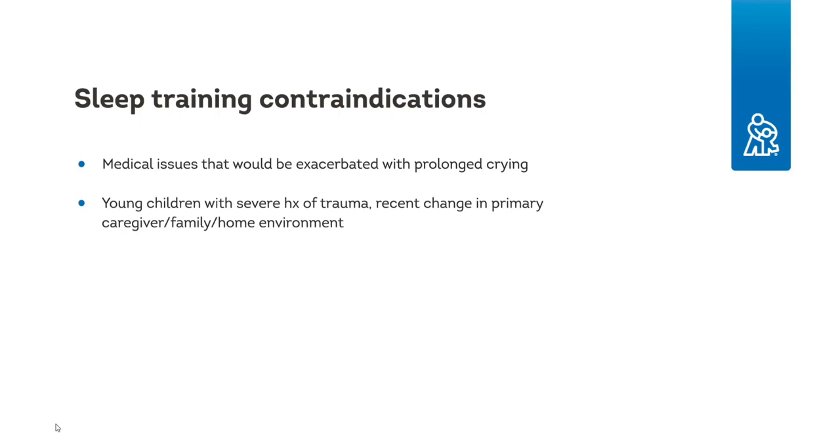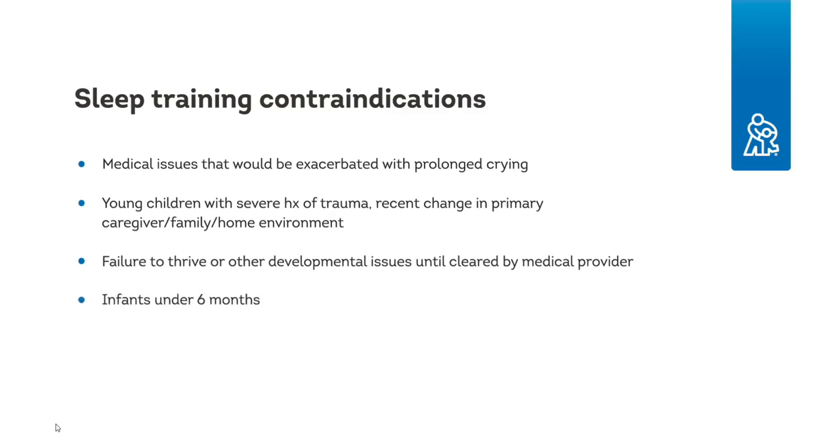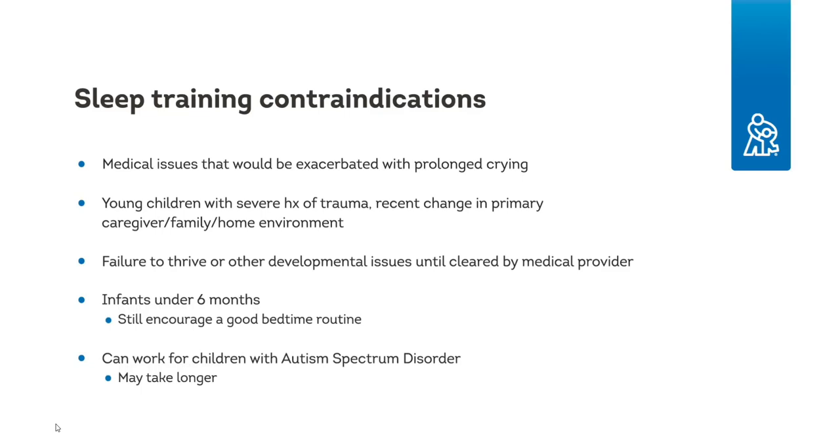And then young children with a severe history of trauma that hasn't been treated. Oftentimes trauma happens at night. I'm not going to recommend sleep training at that stage. Changes in home environment, kiddos that maybe just have been newly adopted and living in a new environment, not going to recommend sleep training at that stage. And then other developmental issues such as failure to thrive, and again, infants under 6 months. But you can still encourage a good bedtime routine. And sleep training can work for kiddos with autism spectrum disorder too. Sometimes I find it might take a little longer.